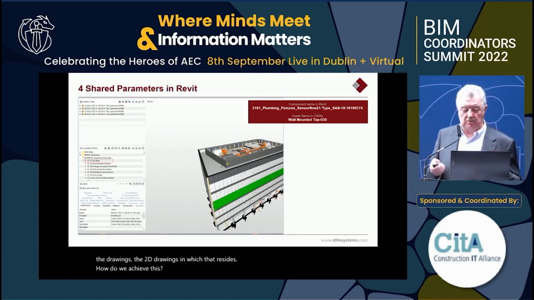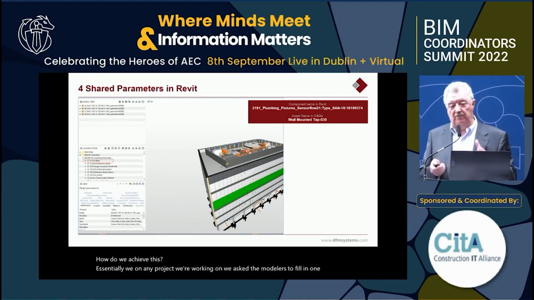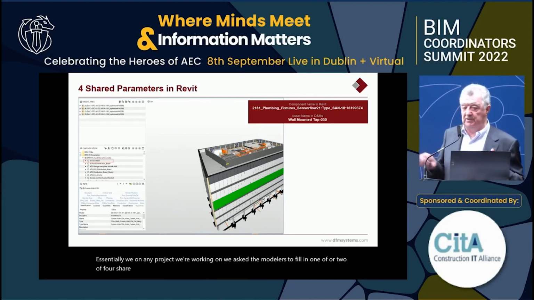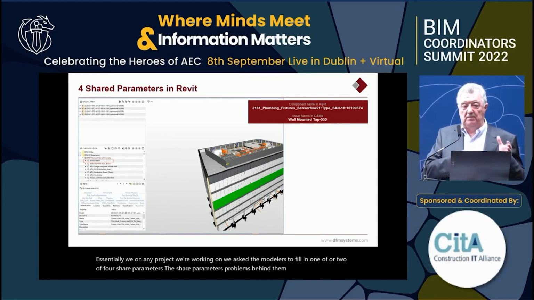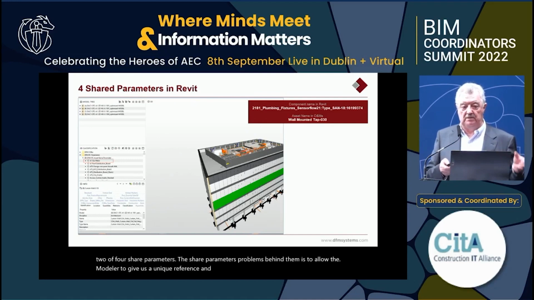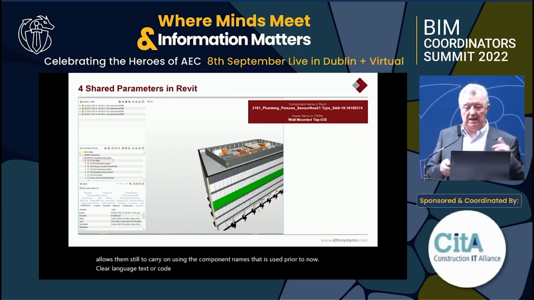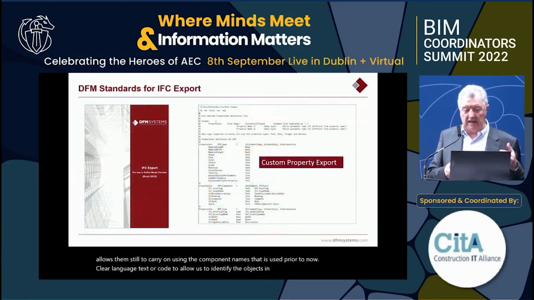Essentially, on any project we're working on, we ask the modelers to fill in one or two of four shared parameters. The purpose behind them is to allow the modeler to give us a unique reference in clear English of what the item of equipment is. That allows him still to carry on using the component names that he's used to, but just put it in clear English text or code to allow us to identify the objects in the file. And that allows us to connect up those objects to the safety file.